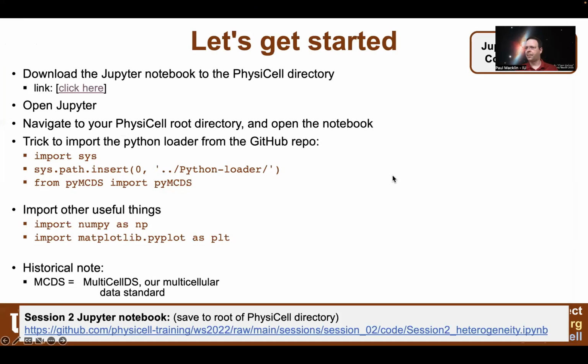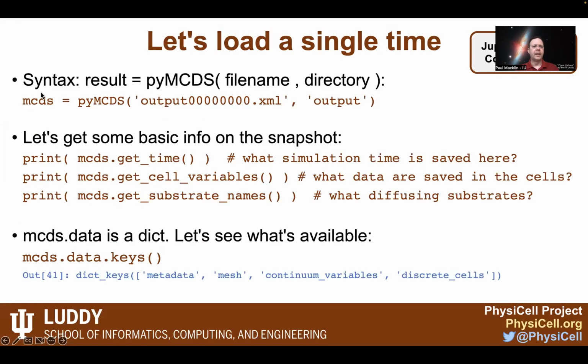So yeah, we've loaded up our data loading module, and we're ready to start loading data from our simulation. So now I'm going to show you how to load a single file. I'm going to just save this in MCDS, multicell DS. So it's Python MCDS, the name of the output file, and the directory of where you find it.